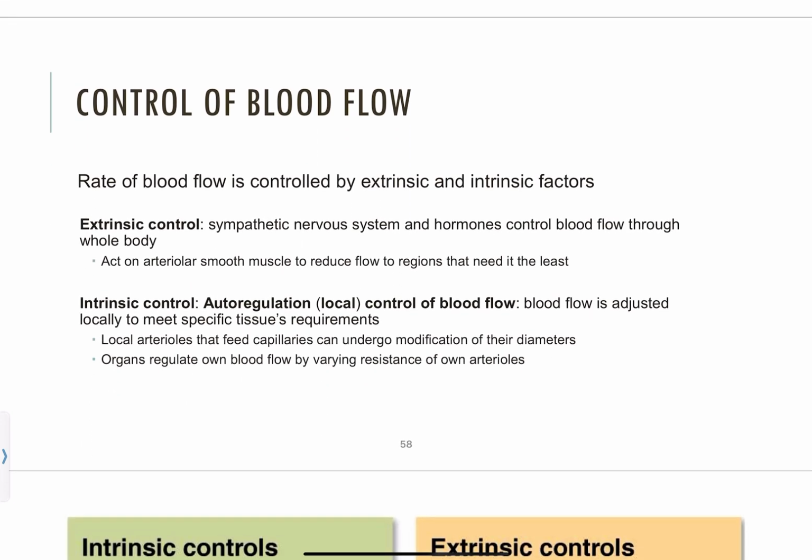Extrinsic control is going to involve the sympathetic nervous system and hormones. They're going to regulate the overall blood flow throughout the entire body. We also have intrinsic control, also referred to as autoregulation, that's going to happen at its own level. So we can sense how much blood is needed and then adjust the diameter of nearby arterioles accordingly.